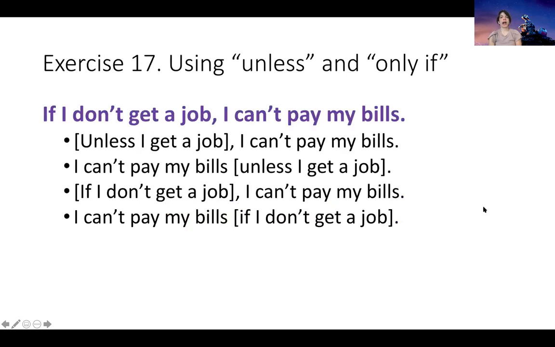If I don't get a job, I can't pay my bills. So we're gonna use unless and only if. Unless I get a job, I can't pay my bills. I can't pay my bills unless I get a job. If I don't get a job, I can't pay my bills. I can't pay my bills if I don't get a job. Okay, so that's pretty straightforward. And that is the end.